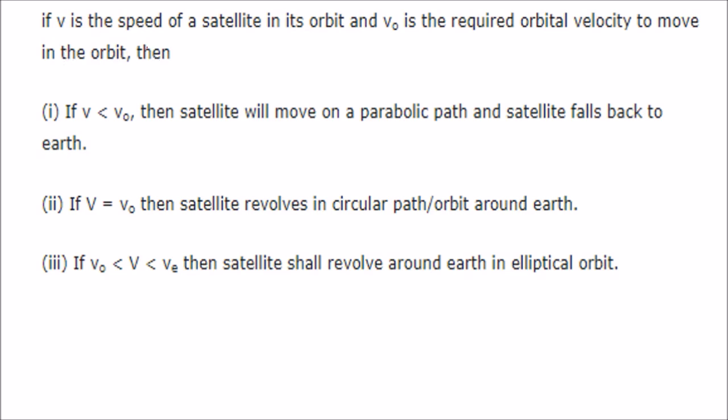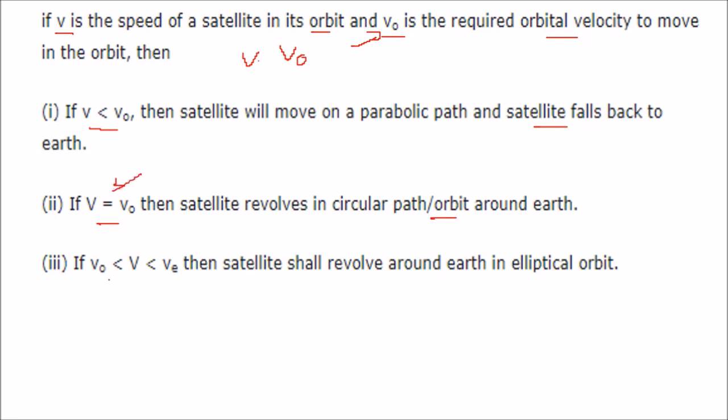If v is the speed of the satellite in its orbit, V sub O is the required orbital velocity to move in the orbit. V may be the speed of the satellite, so there is a relationship between this V and VO. If V, that is the speed of the satellite in its orbit, is less than VO, the satellite will move on a parabolic path, and of course the satellite is going to fall back to the Earth. If V equals VO, the satellite will revolve in a circular path or orbit around Earth. So this is the case.